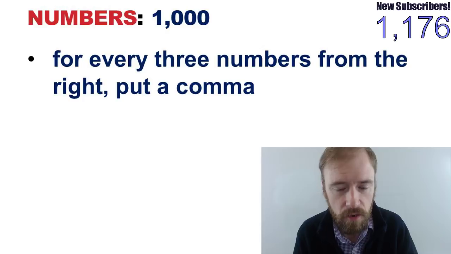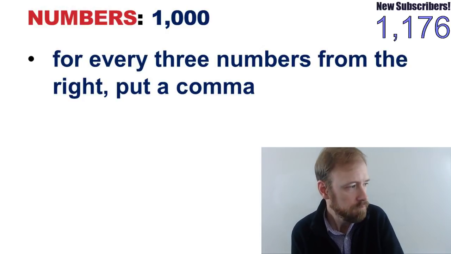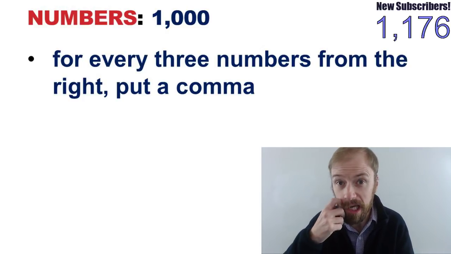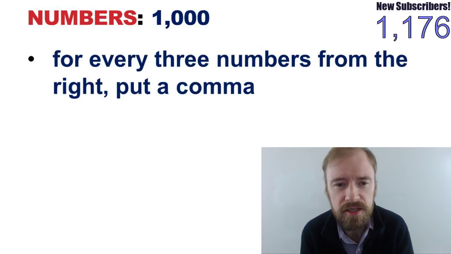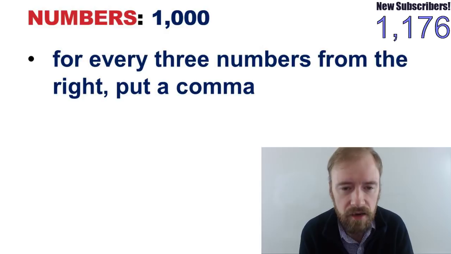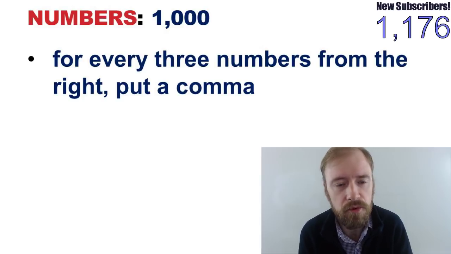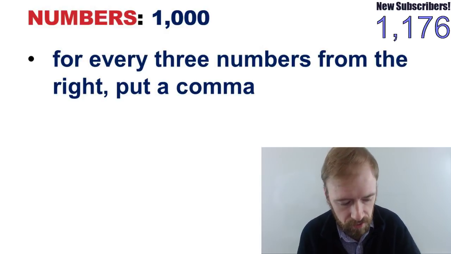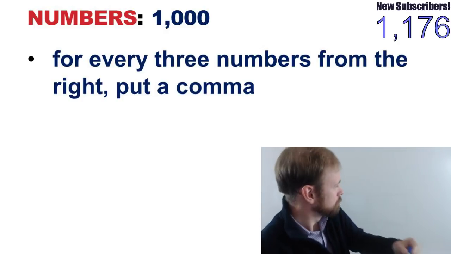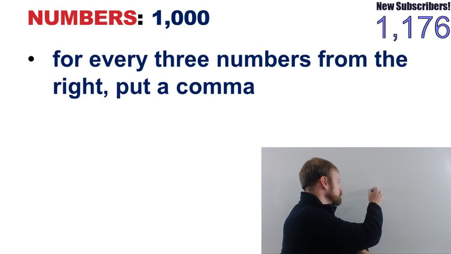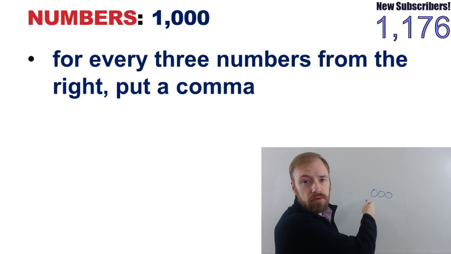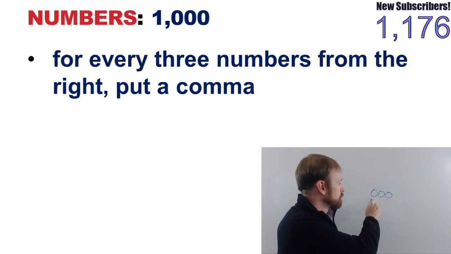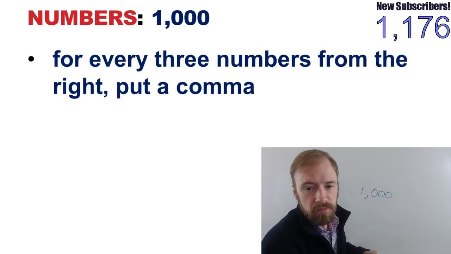We're up to 1,000. So we're getting bigger and bigger with the numbers. And in English, it's very important for every 3 numbers from the right, put a comma. So we're always counting 3 numbers in English, comma. Every 3 numbers, there must be a comma.